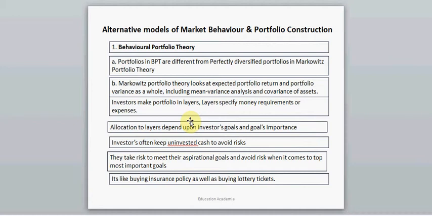Now here they're considering the risks of the securities. Definitely, they're considering the risk of the securities, but on a standalone basis. They're not relating the risks of the securities to each other. Basically, they're not looking at the covariances of the securities.